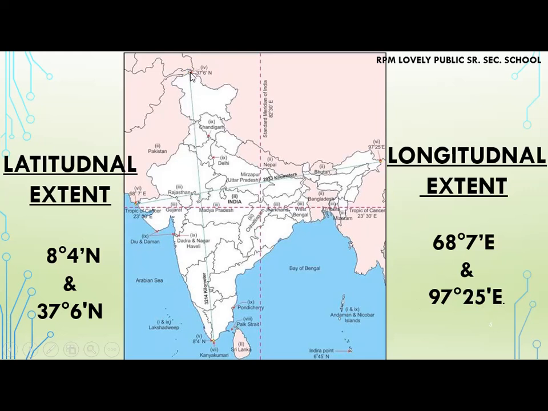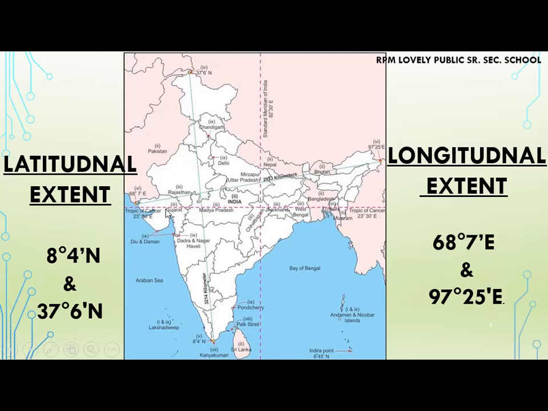Students, just notice this green vertical line. This is the latitudinal extent of our country, 8 degree 4 north and 37 degree 6 north. And this horizontal line, this is the longitudinal extent of our country, 68 degree 7 east and 97 degree 25 east.